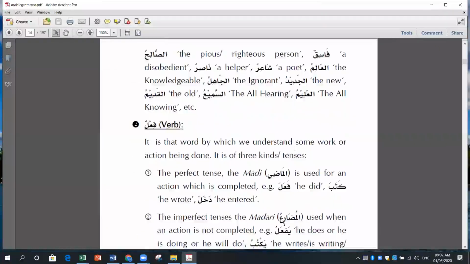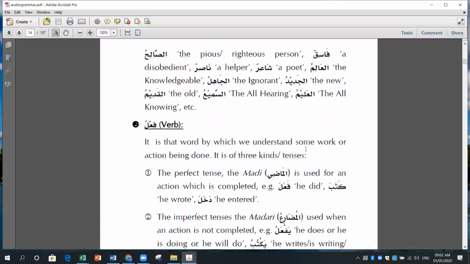So we'll move to the next part of speech, which was fi'l. Fi'l is an Arabic word, because I want you to recognize the Arabic terms also, because finally our target is to understand the Holy Quran, right? So this word you will see there, fa, ayn, lam, fi'lun, means doing of something, verb, action.